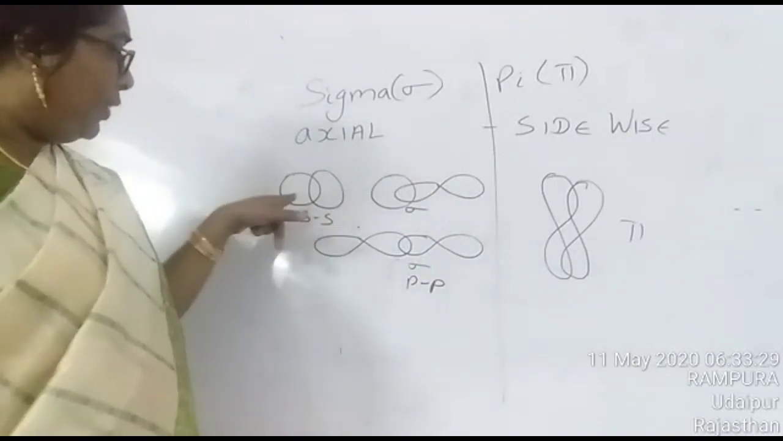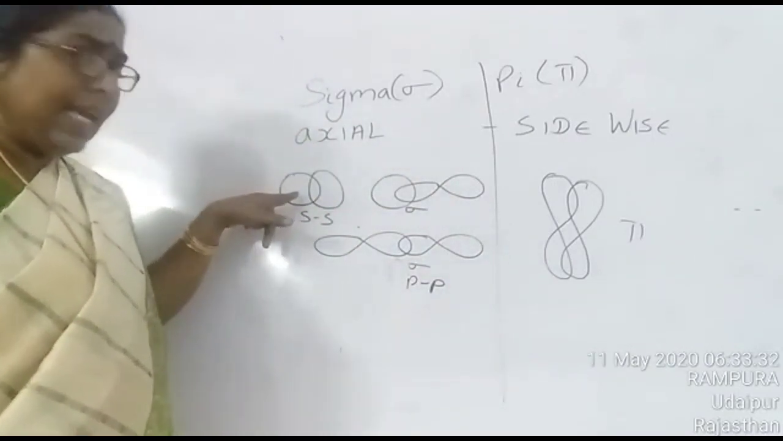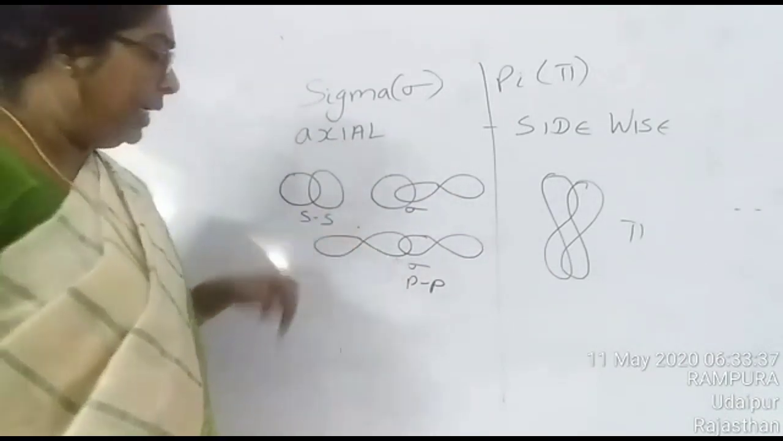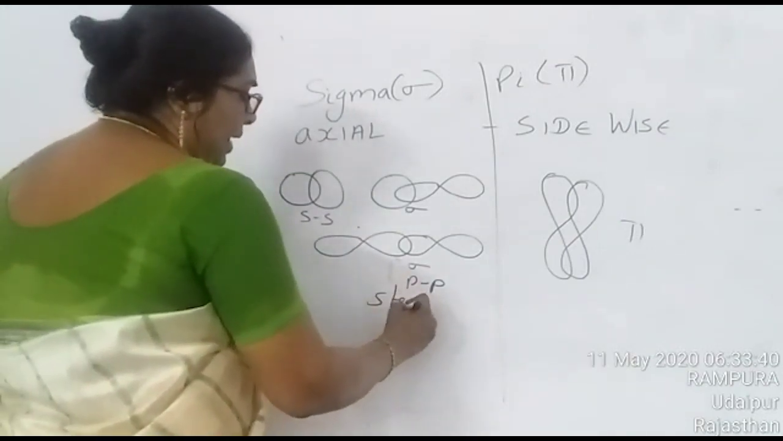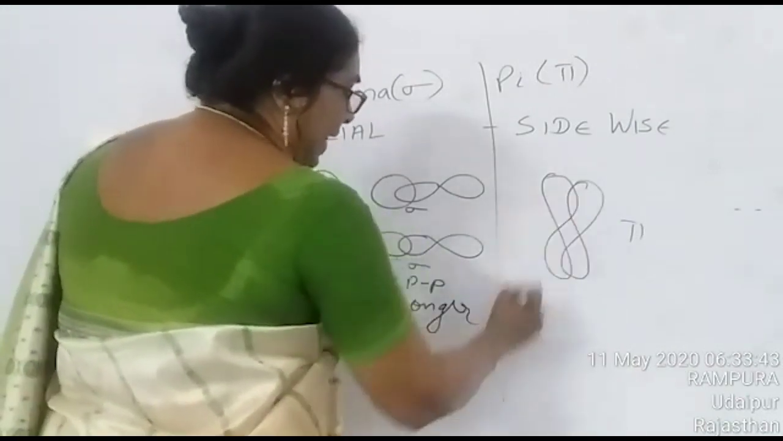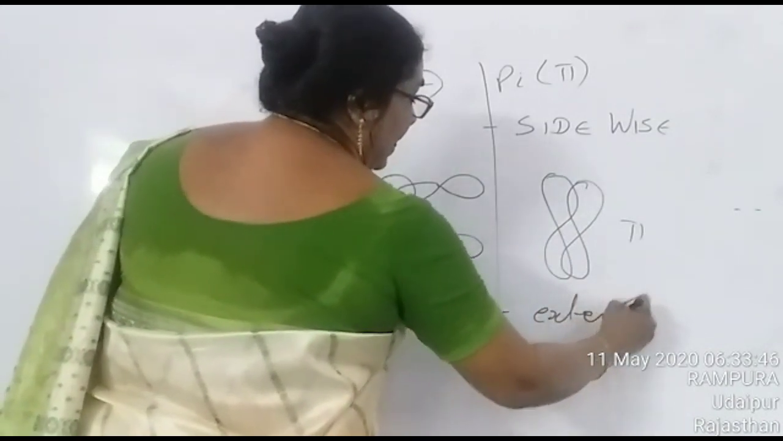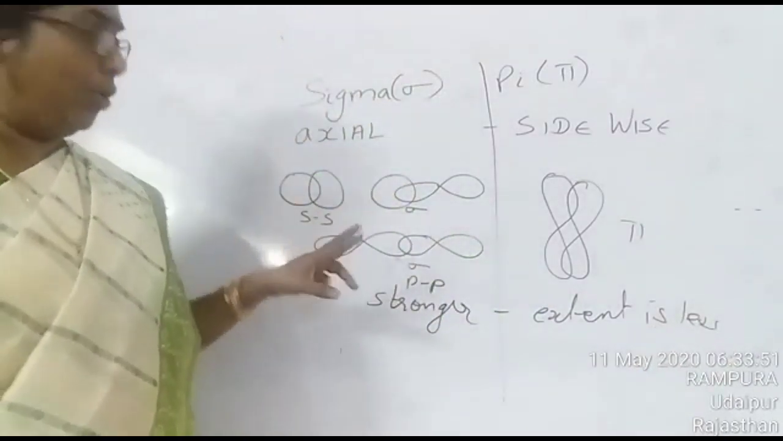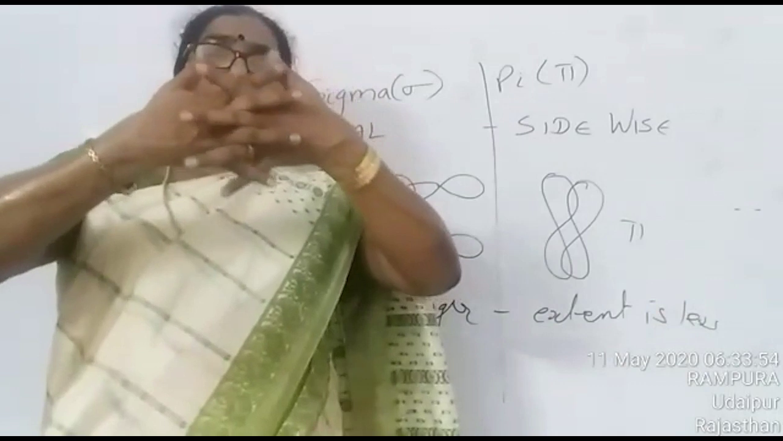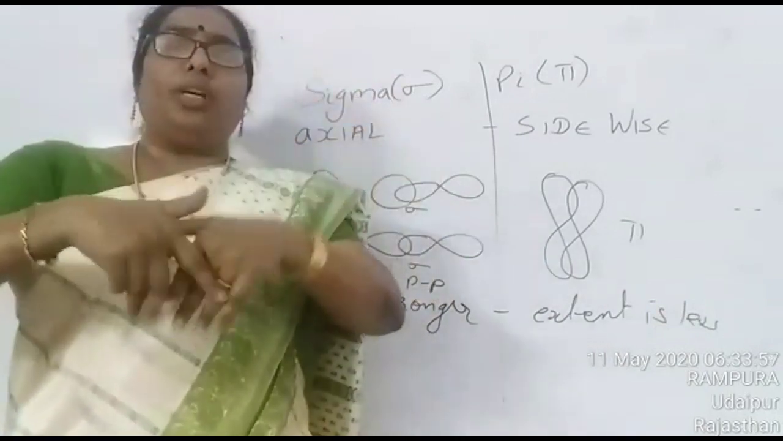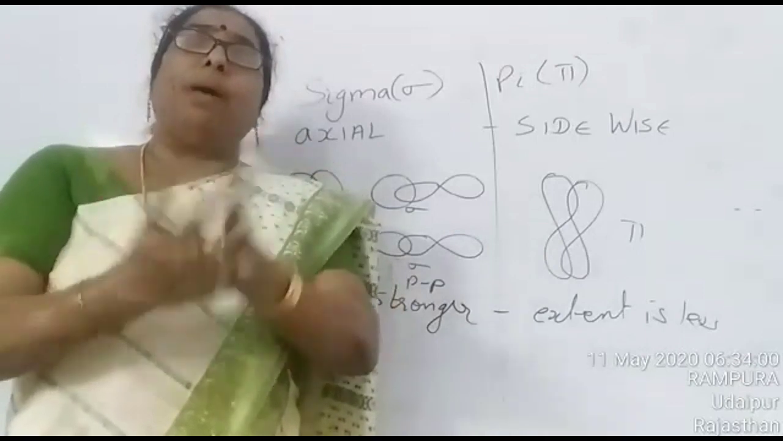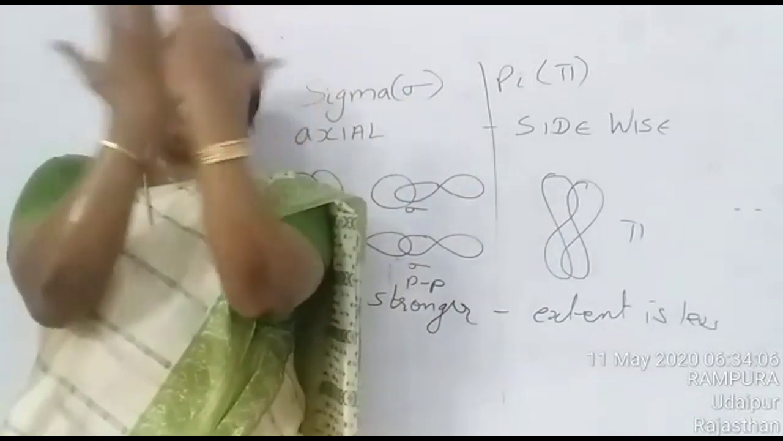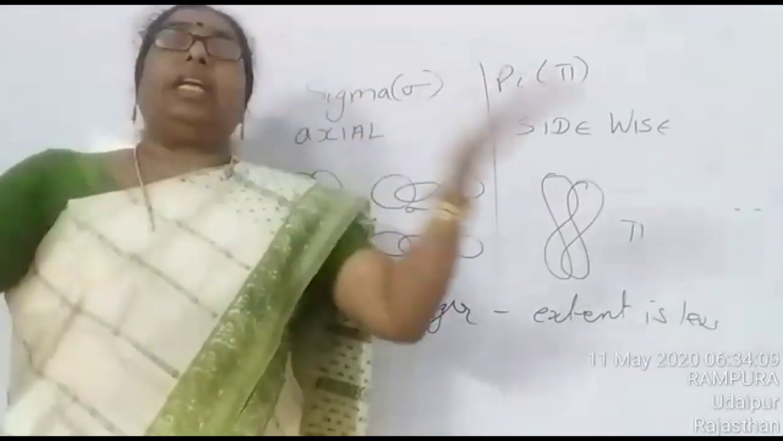Third point, just listen here. You can see that the extent of overlapping is more in the case of sigma bond, so a sigma bond is always stronger than a pi bond. In a pi bond, the extent of overlapping is less, so a pi bond is weaker compared to a sigma bond. Now just see, a sigma bond is formed along the internuclear axis, so free rotation is possible here. You can rotate the sigma bond and there will not be any breaking. But a pi bond, since it is formed by sidewise overlapping, will break if you rotate it.